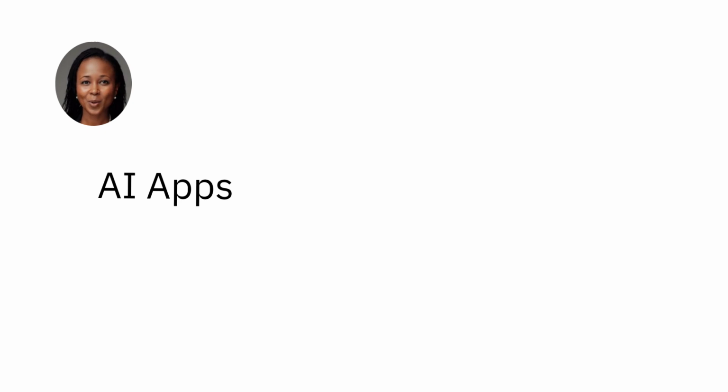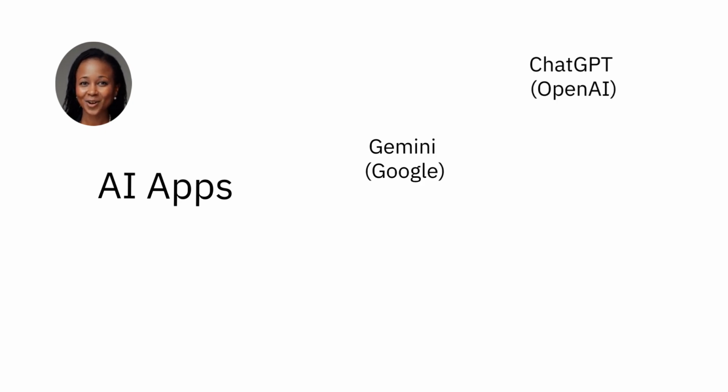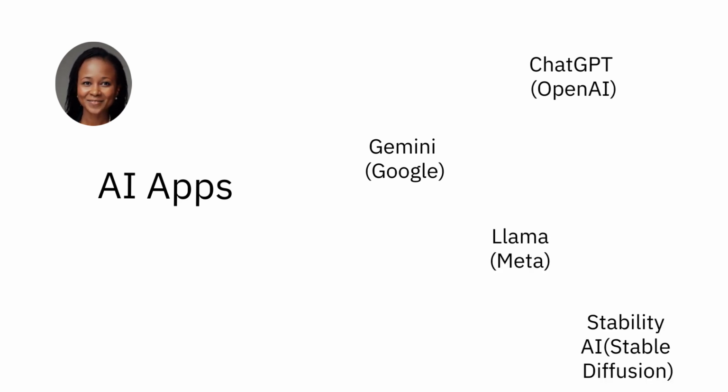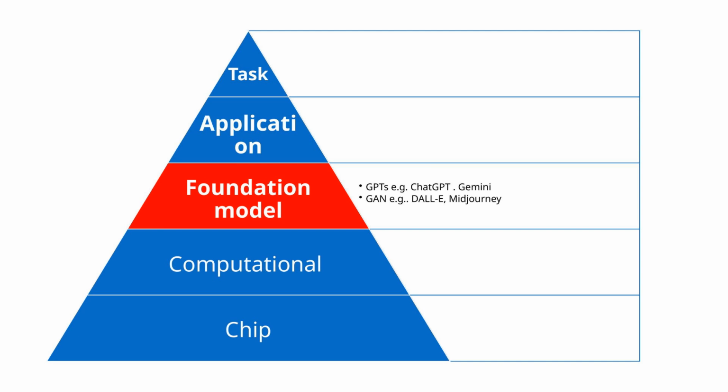For example, we all know about ChatGPT from OpenAI. Google's Brain and DeepMind developers teamed up, or twinned up, to give us Gemini. Meta have given us Llama and Meta AI. Stable Diffusion have given us Stability AI, a leading text-to-video app. Deep to the application layer lies the foundation model.